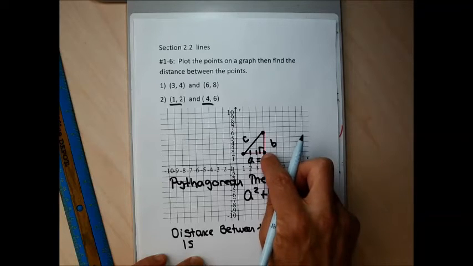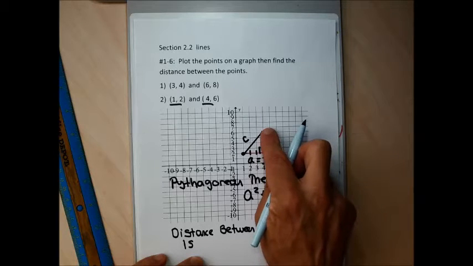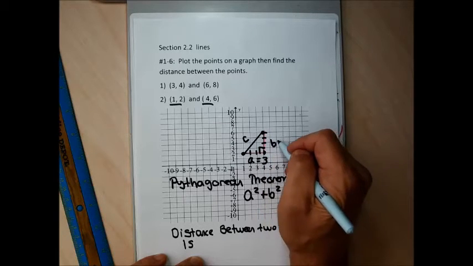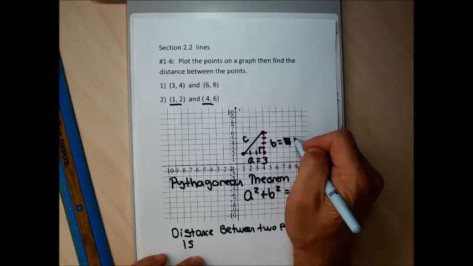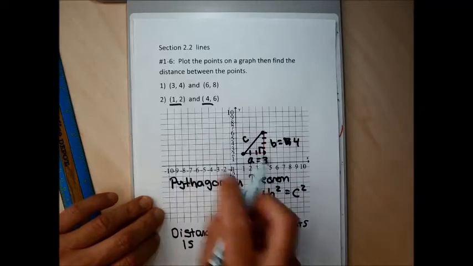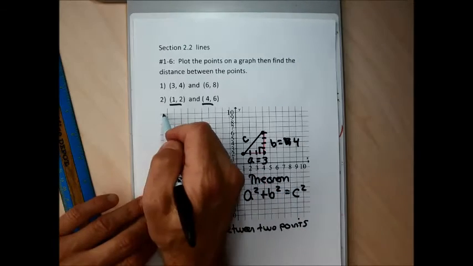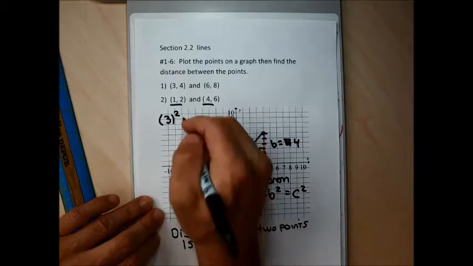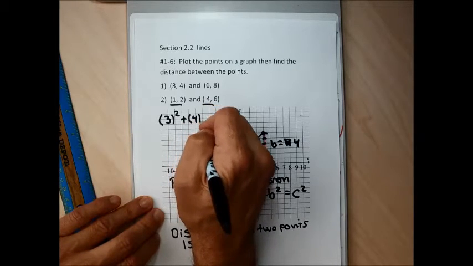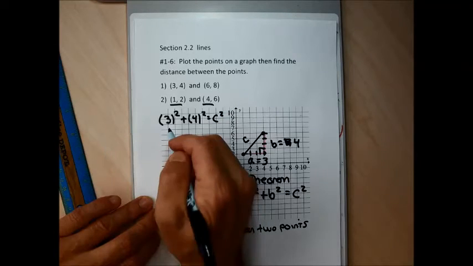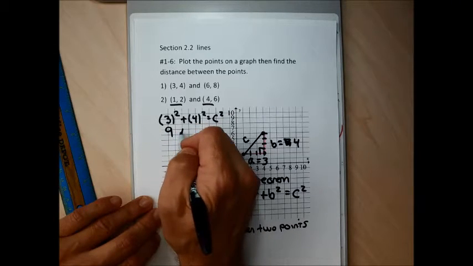B is the distance between that corner of the triangle and the top of the triangle, which is 1, 2, 3, 4 units long. So if I take those 2 numbers and plug them into the Pythagorean theorem, I can solve for C and get the distance between the 2 points that I want. So I'm going to use a squared plus b squared equals c squared. Instead of a squared, I'm going to write 3 squared. And instead of b squared, I'm going to write 4 squared. And I'm going to leave the c squared alone. 3 squared is 9. 4 squared is 16.